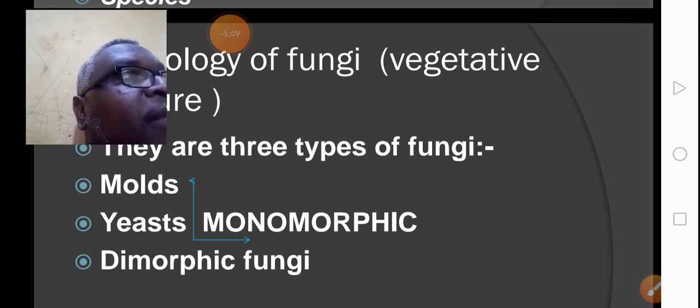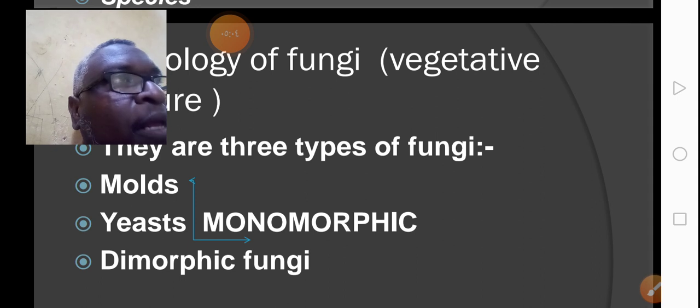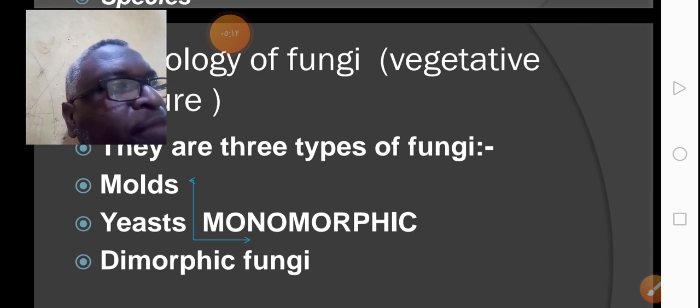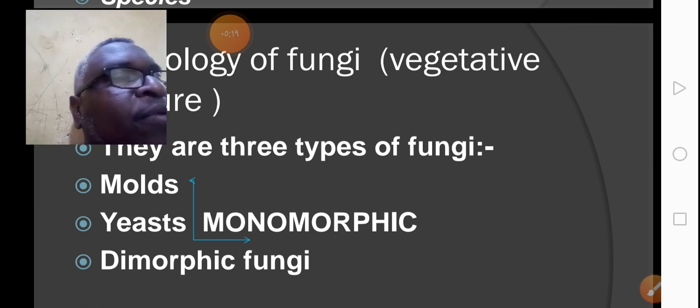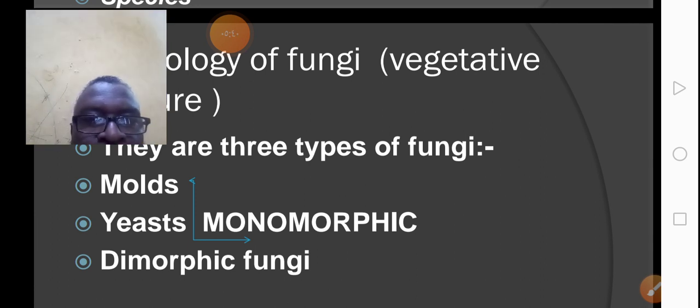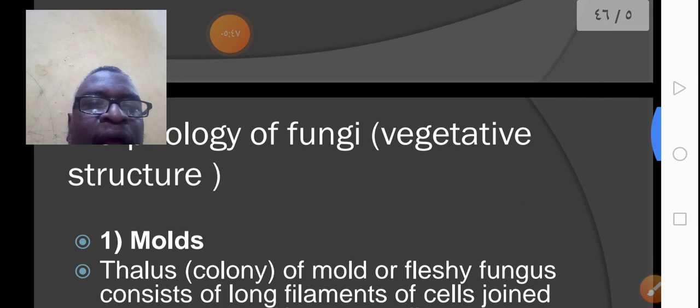But dimorphic fungi change due to nutrition or temperature, from yeast to mold, because most yeast is found in the tissue of the human body as a yeast form. But when we isolate this microorganism, if we do not use a suitable culture, like brain heart infusion or blood agar, the microorganism changes its morphology to the mold form. So dimorphic fungi change depending on nutrition or temperature, from mold to yeast form.